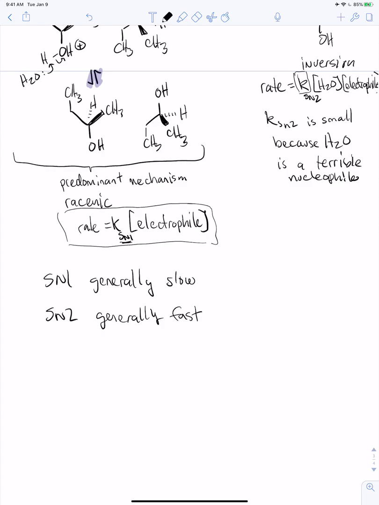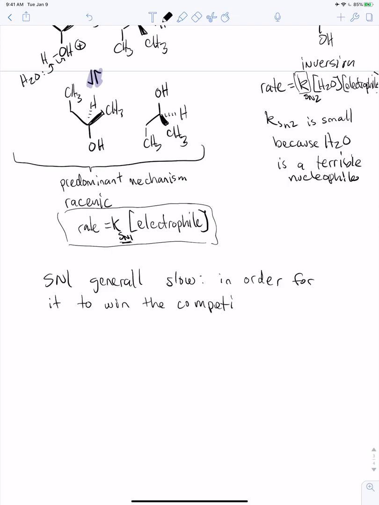But when we have Sn1 winning, so in order for this to win, let me see if I can say that a different way. Let's say Sn1 is generally slow. Let's just leave it at that to start. Sn1 is generally slow. In order for it to win the competition with Sn2, it can't become faster. Sn2 must become slower.